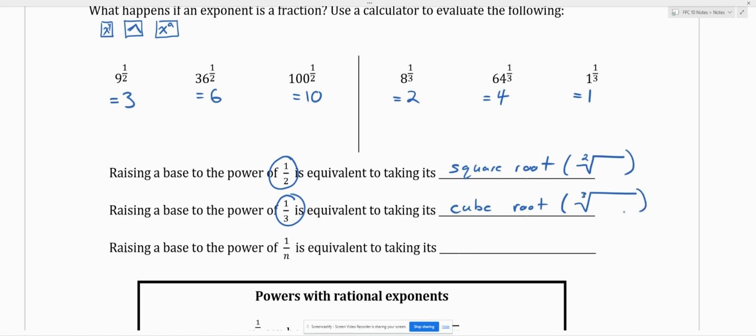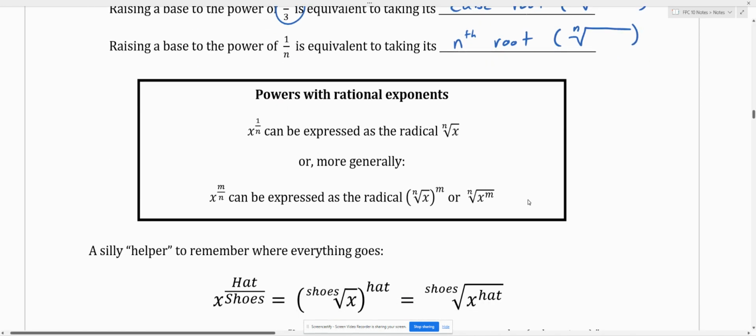And raising a base to the power of 1 over n, doesn't matter what n is, it can be any positive integer, is equivalent to taking its nth root. So you can take the 4th root, 5th root, 10th root, anything you want. And of course, this is the same thing. We have our root symbol, and our index is going to be whatever n is. Okay, so then we get this box here showing us how we move from one notation to the other.